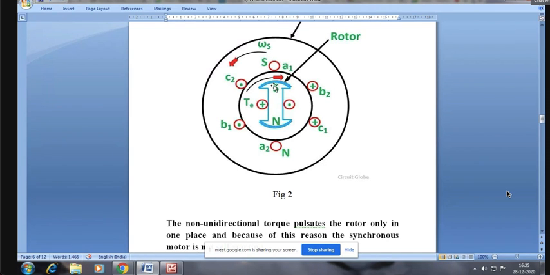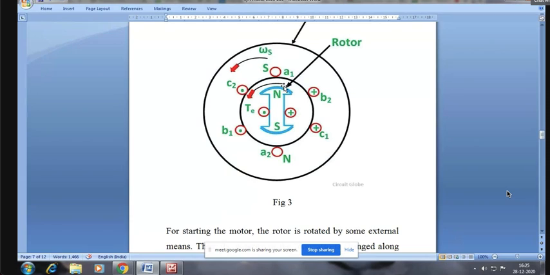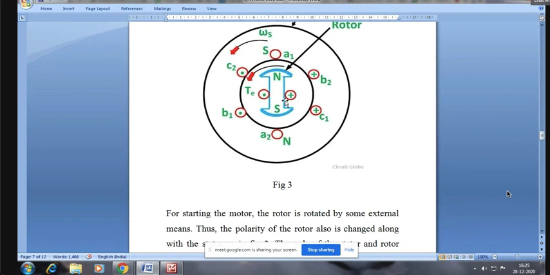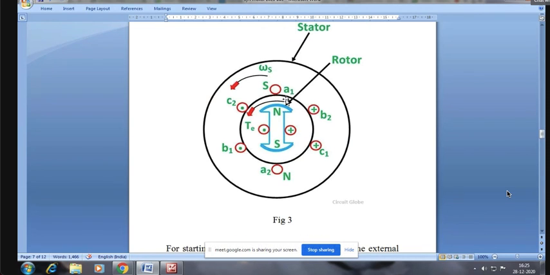Is it clear? Yes, sir. So why is a synchronous motor not self-starting? Anyone?